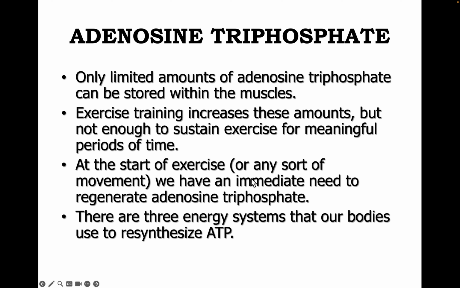So therefore, since our body doesn't store a whole lot of ATP in the muscle, because storing a ton would be very inefficient for our bodies, we have three different energy systems that our body uses to resynthesize ATP. Resynthesize is just a fancy term for create or recreate ATP. So we've got these three different energy systems that are used to recreate ATP so that we can continue to break down ATP molecules for further movement.